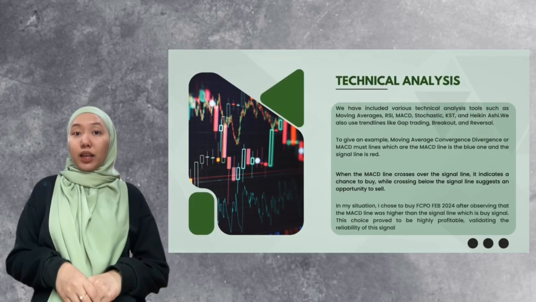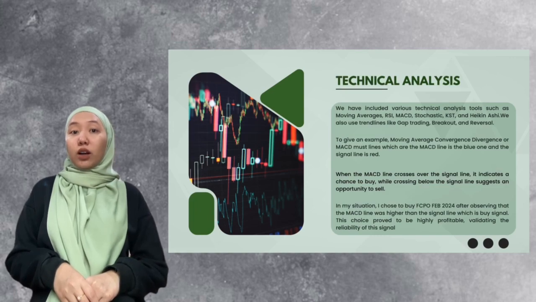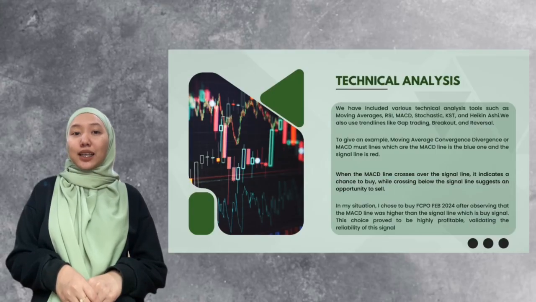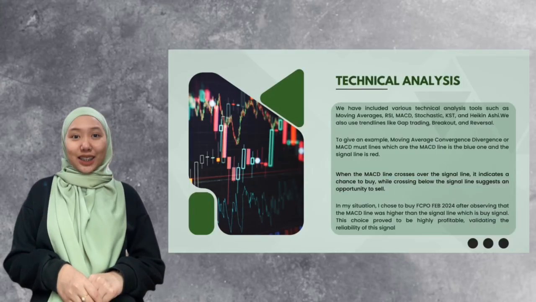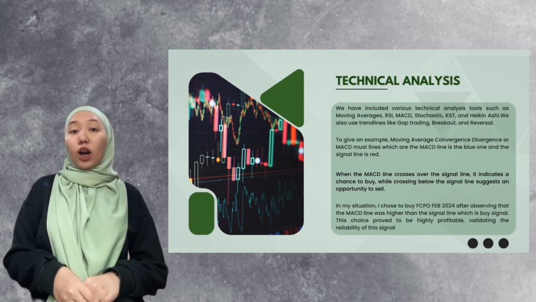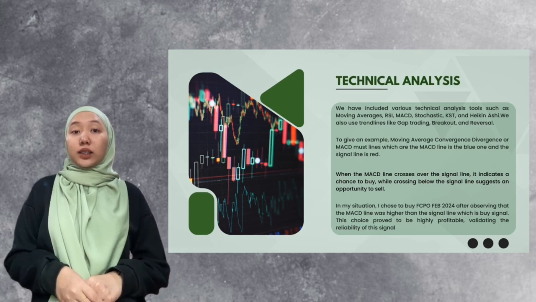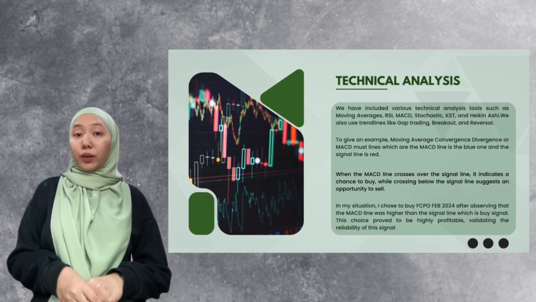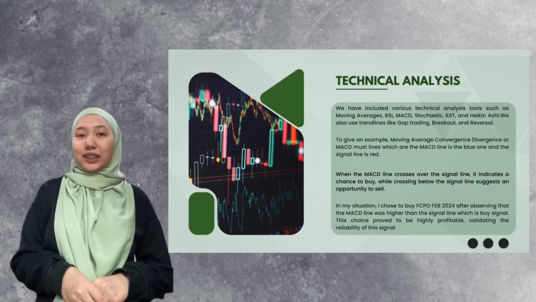To give an example, moving average convergence divergence or MACD has two lines, in which the MACD line is the blue one and the signal line is red. When the MACD line crosses over the signal line, it indicates a chance to buy, while crossing below the signal line suggests an opportunity to sell. In my situation, I chose to buy FCPO February 2024 after observing the MACD line was higher than the signal line, which is a buy signal. This choice proved to be highly profitable, validating the reliability of this signal.